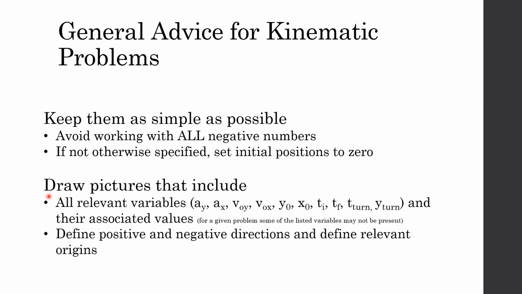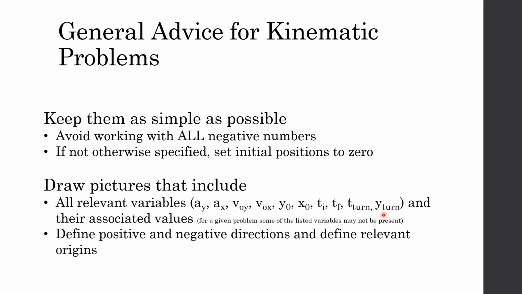Then the other thing is draw pictures. And I want those pictures to include all relevant variables. Once you get to projectile motion, we are going to have motion in the x direction as well. That would be your acceleration in the y, your acceleration in the x, your initial velocity in the y, your initial velocity in the x, your initial position in the y, your initial position in the x, your start time, your end time, your turn time, if it's relevant to the problem that you're doing, and your turn position, again, if it's relevant to the problem that you're doing.